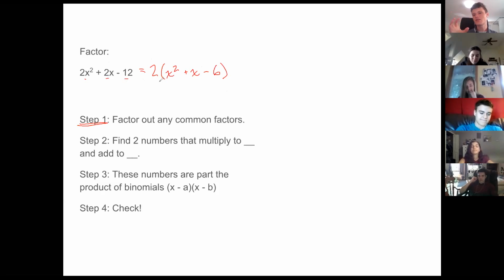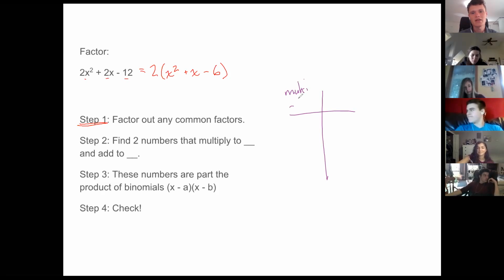And now this 2 is just outside the party, just hanging out in the front yard, and we want to factor the stuff in the brackets. So we're looking for two numbers that multiply, this is kind of my short way of doing it, multiply to negative 6 and add to 1, right? That invisible 1 right there. And so right away, I know that it's going to be 3 times negative 2, because if I add those two together, I get 1.